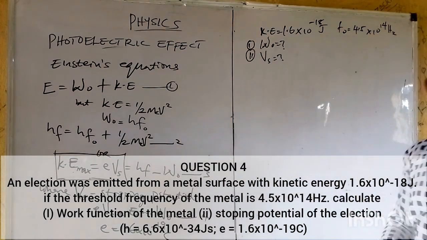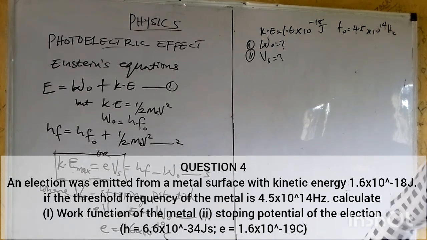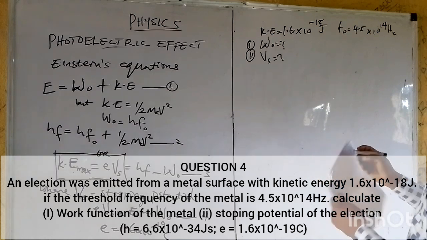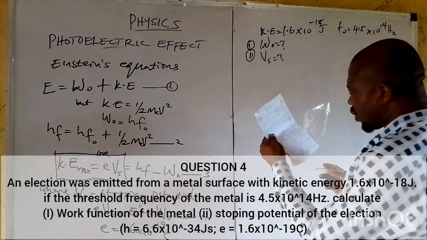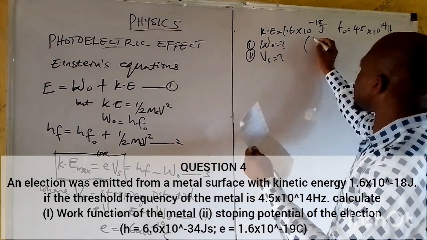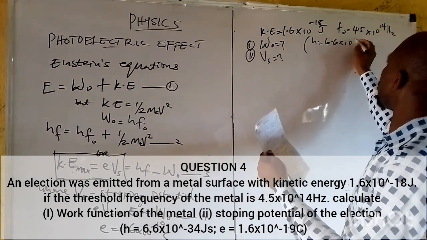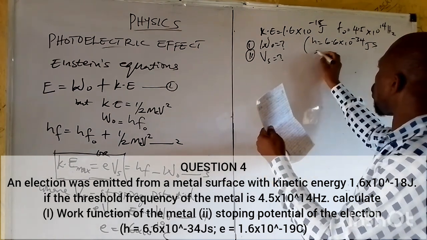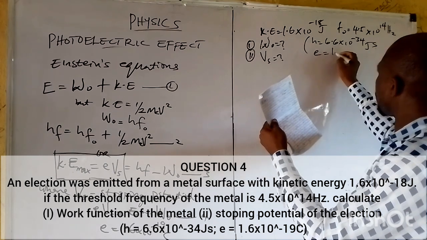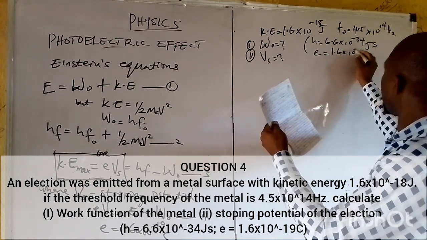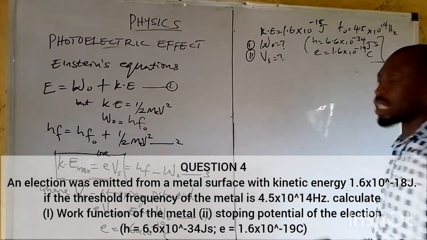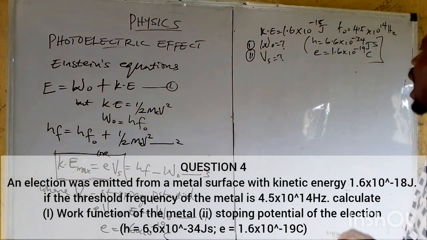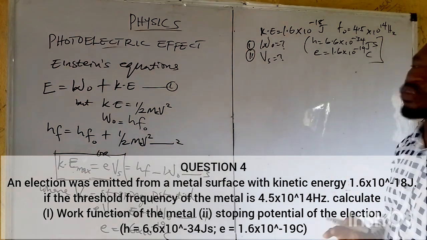Okay. Now we have these constant values given to us. The constant values given to us are h, 6.6 times 10 to the power minus 34 joule seconds, and we also have that one electronic charge is given as 1.6 times 10 raised to the power minus 19 coulomb. So these are the questions given to us. Having this, how do we solve for the work function?